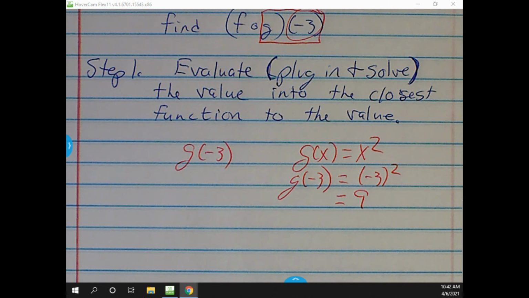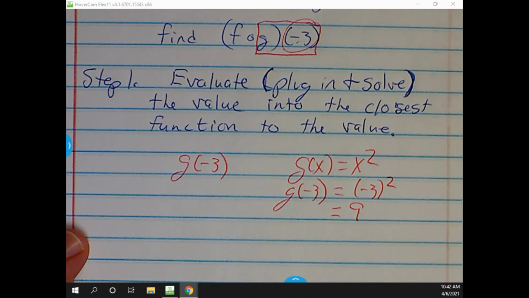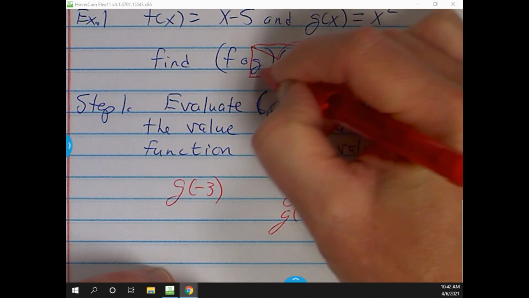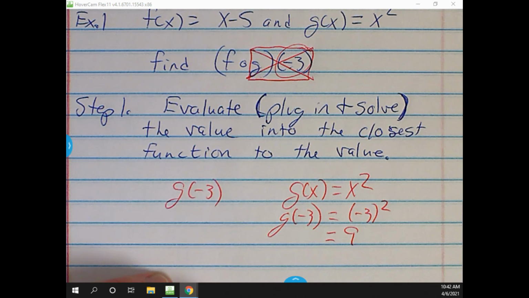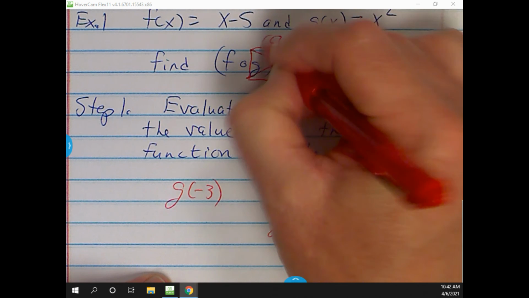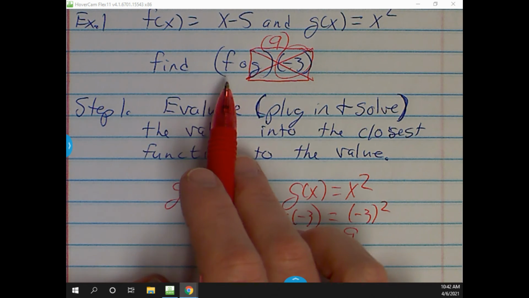All right, and here's basically what we're doing for this part of it. Once you've got g of -3, we're basically taking this thing that's here and canceling this part of it out. Since g of -3 is the same thing as 9, now we're going to take this thing out and put 9 in its place right here. So now all we have left is f of 9.